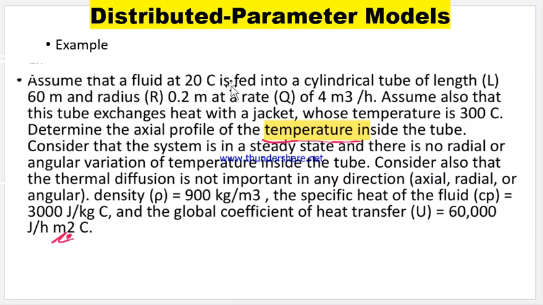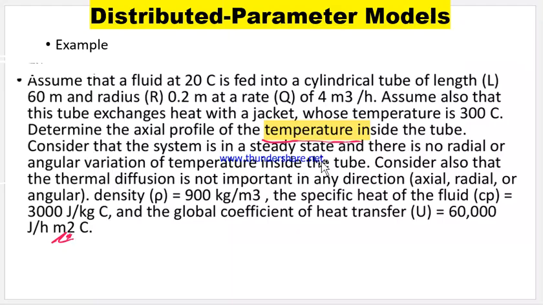Assume that a fluid at 20 degrees Celsius is fed into a cylindrical tube of length L, 60 meters in length and radius 0.2 meter, at a rate Q of 4 meter cube per hour. Assume also that this tube exchanges heat with a jacket whose temperature is 300 degrees Celsius. Determine the axial profile of the temperature inside the tube.